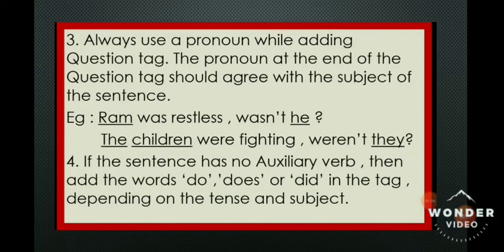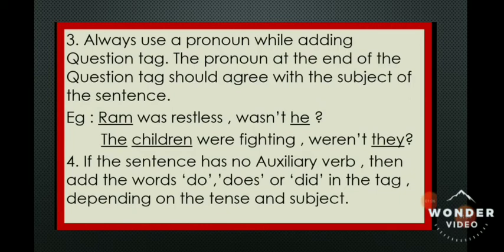What do you mean by this? Pronouns depend on the gender. For example, the first example that I have given you, Ram was restless. Now Ram is a masculine gender. So wasn't he. Was, I have changed it into wasn't, and for Ram, because he is a masculine gender, I have used the pronoun he. Next one, the children were fighting. Now in this sentence, the children is the subject. So weren't they? Because children means more than one. So that is why I have used the pronoun they.